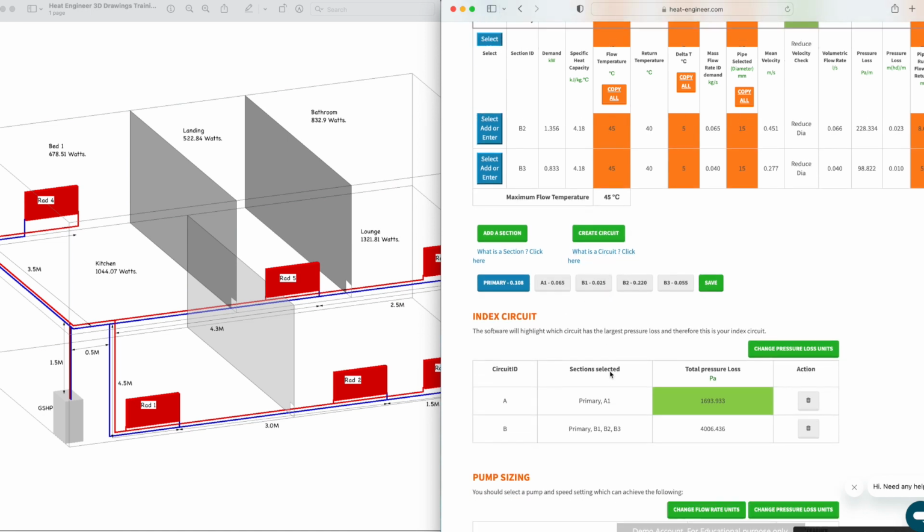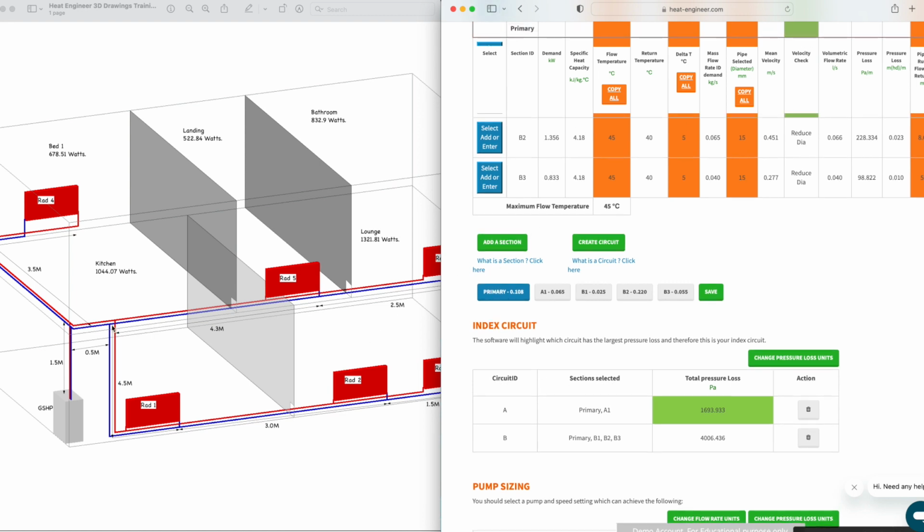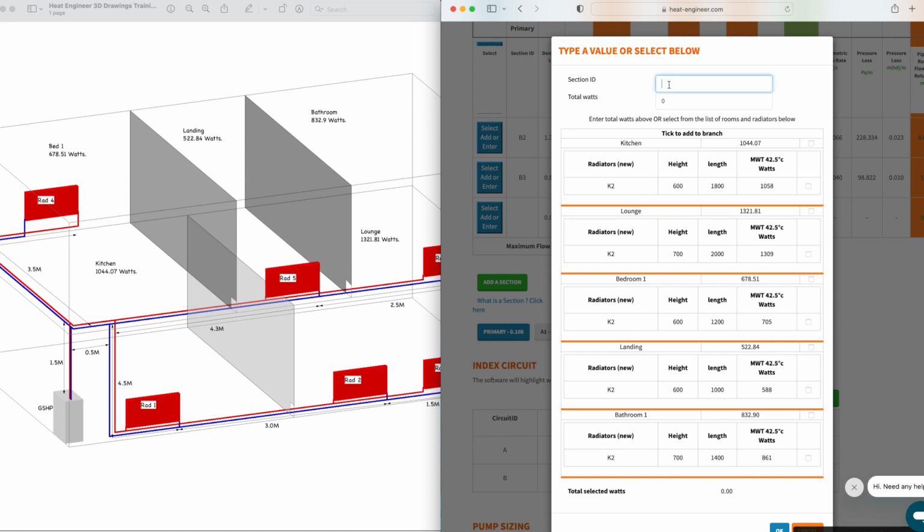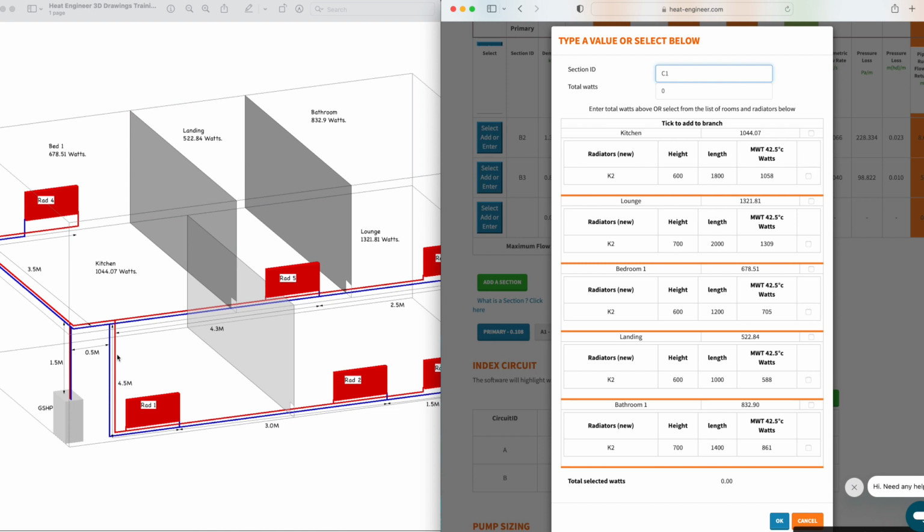So that's that section. We now need to add another section, and we're starting from here. It's just these last 2 sections to do. So if we add a section, because we're on circuit C, we'll call this one C1. Click on that, and we call it C1. And how much energy is our second question? How much energy is that section taking? Well, it's taking the energy of that rad, and it's going to be just one rad here, but I'm going to join these up in a bit.